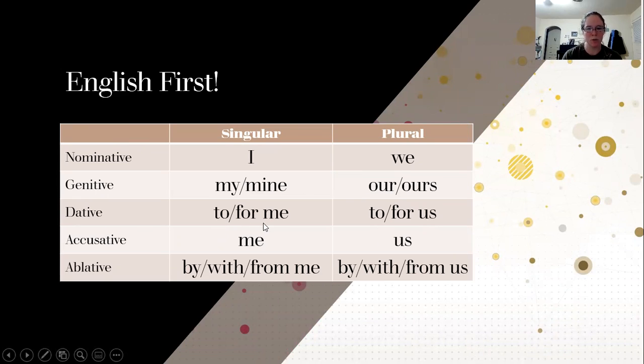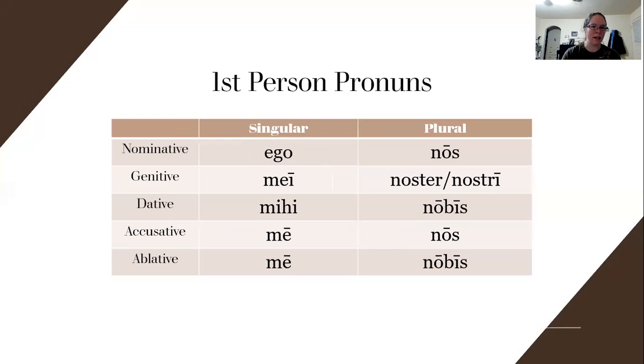Okay, dative, to or for me or to or for us. Accusative, just me or us. And ablative, by, with, from me or by, with, from us. This should be pretty familiar for you guys by now. All right, so here's a look at our full chart, and then we're going to break it down.